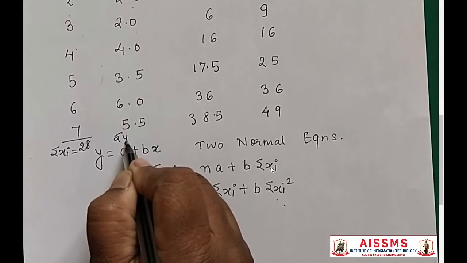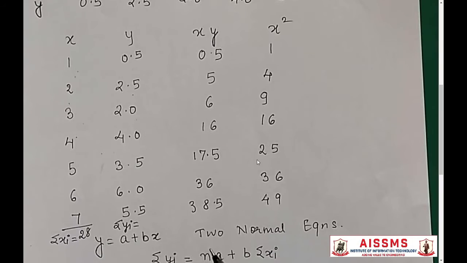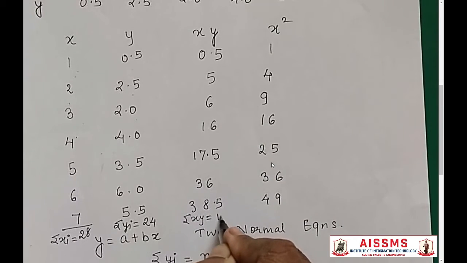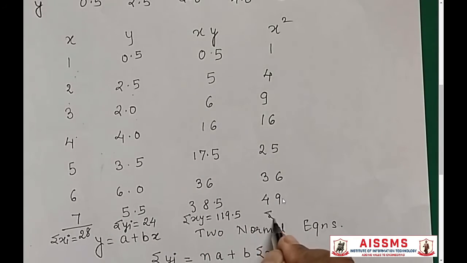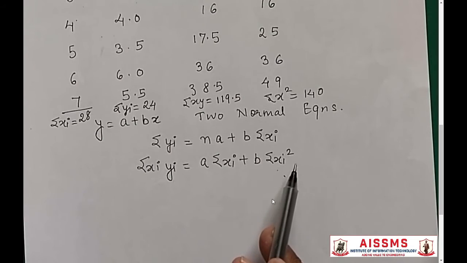Then you require summation of yi. Summation of yi, if you do, you will get it as 24. Then summation of xy, if you add these numbers, is 119.5. And summation of x square comes out to be 140. So the next step is we have to form the normal equations.